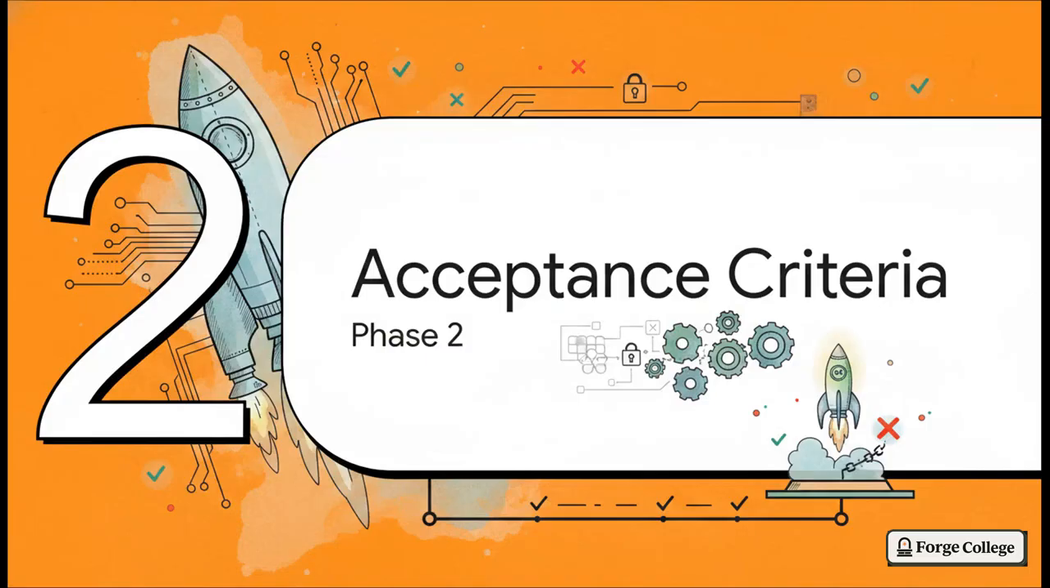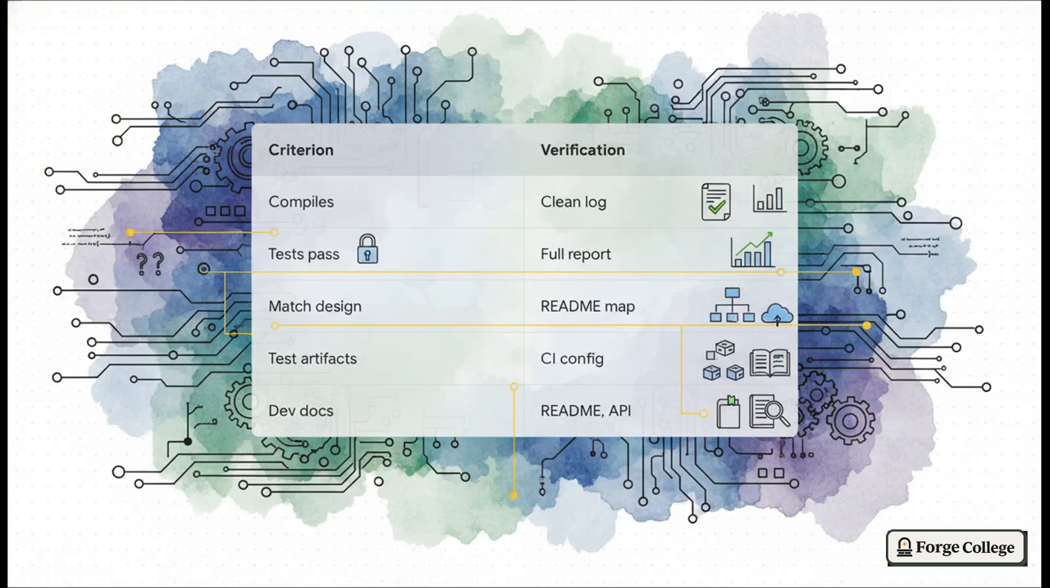Which brings us to Phase 2, the acceptance criteria. Let's look at the rigorous engineering specs we need before we can hit the launch button. Notice how every single criterion on the left has to be paired with a very concrete verification method on the right. Like, if we claim the project compiles, we need a totally clean log from a Hardhat compile or a Forge build. Saying the tests pass will show me the full test report with 0 failing cases.